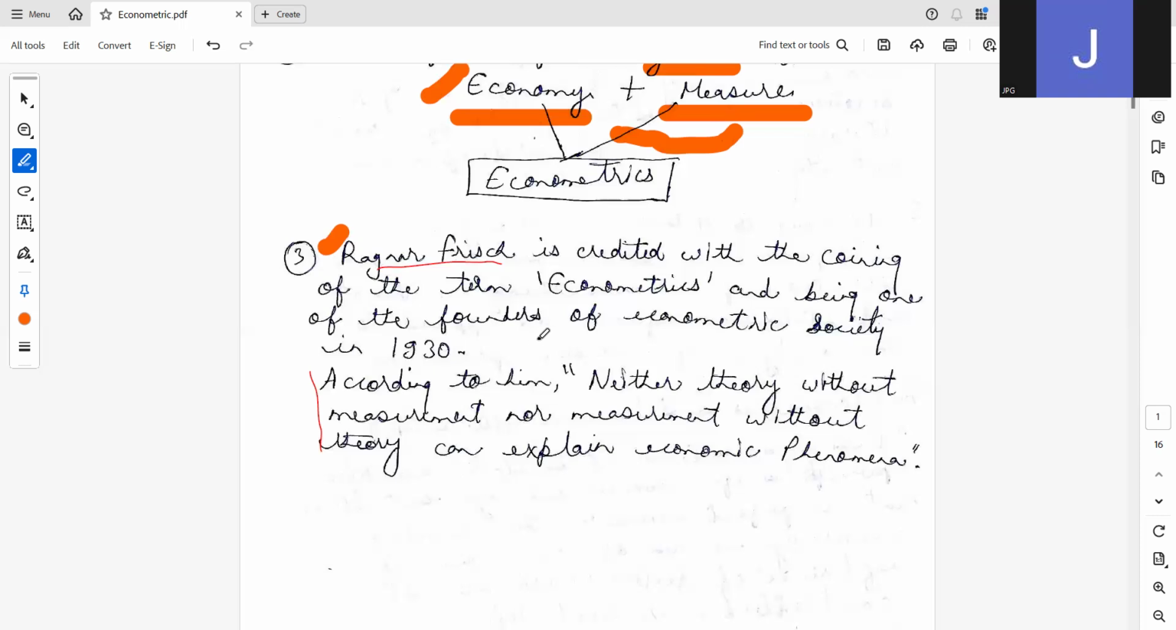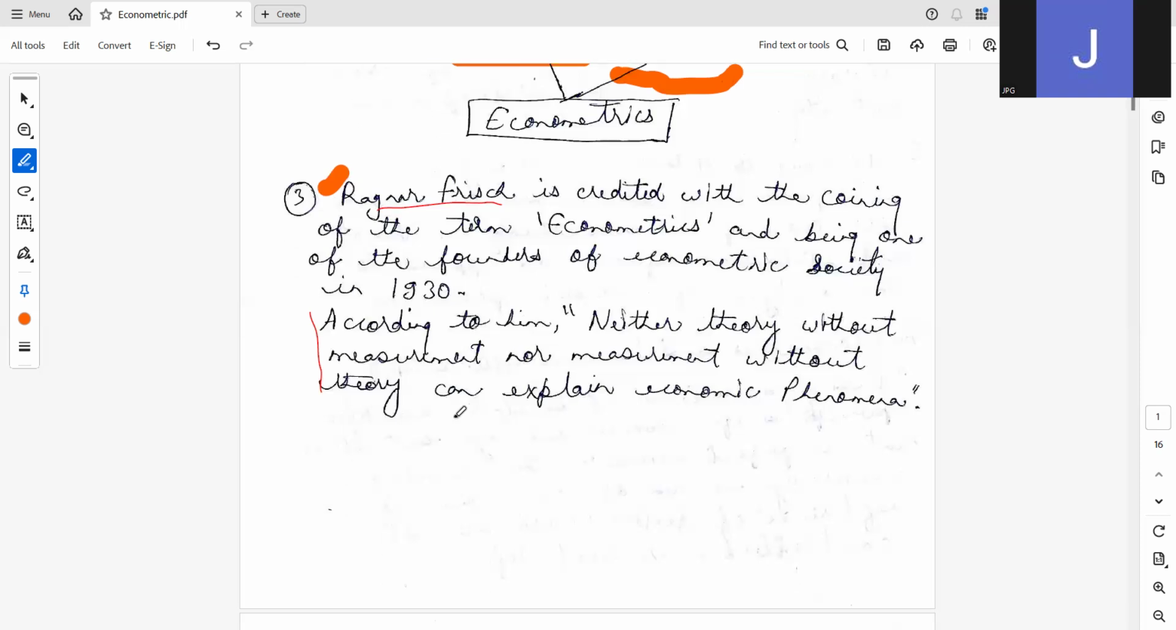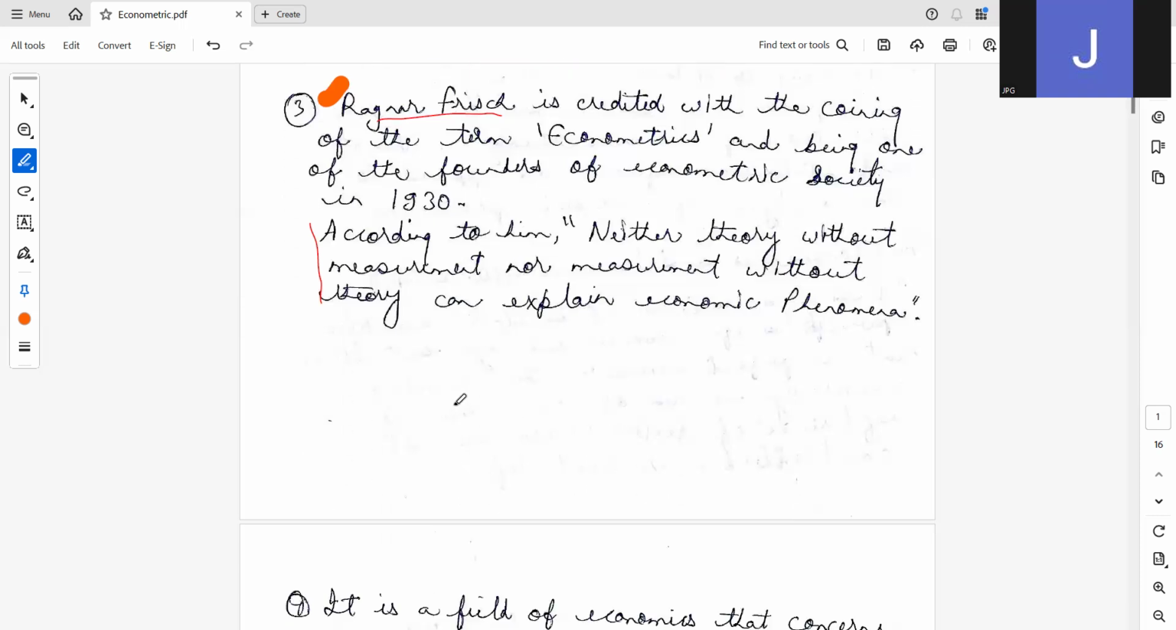So as I was saying, just the way micro and macro, these two terms got coined by Ragnar Frisch, in the similar way, econometrics, this term was given to us by Ragnar Frisch. So why Ragnar Frisch had to speak about the subject of econometrics? Why he said that it is important to measure whatever economic relationships that we study in an economy? Just because what he felt was neither theory without measurement nor measurement without theory can explain economic phenomena.